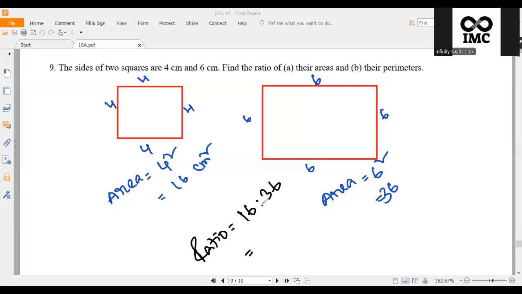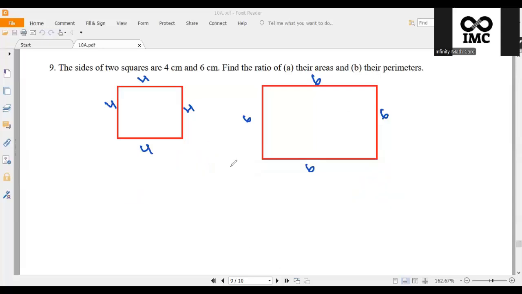Now, divide both by 2. Then it will be 8 is to 18. Again, divide 8 and 18 both by 2. 2 4s are 8 and 2 9s are 18.